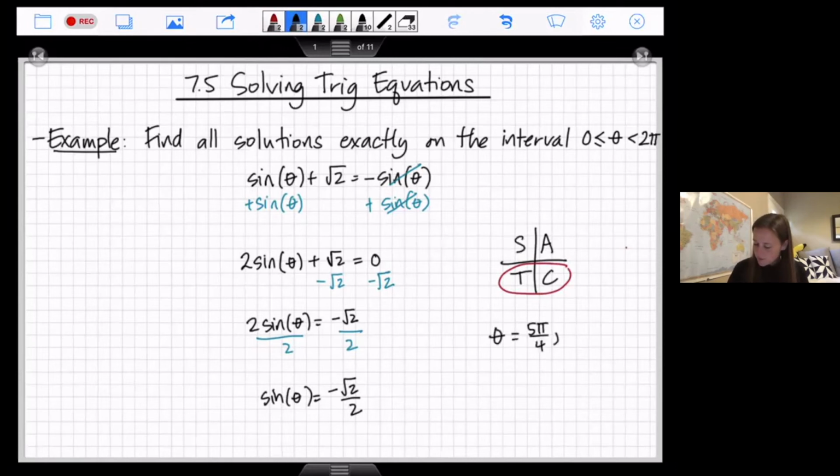And then in quadrant 4, you're going to have 7 pi over 4. All right, and those are all the solutions that are between 0 and 2 pi.